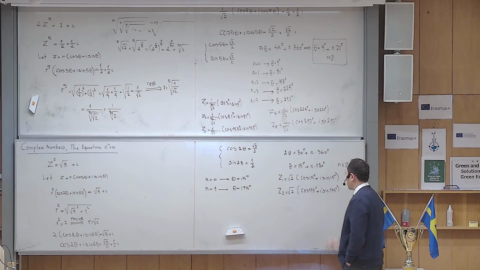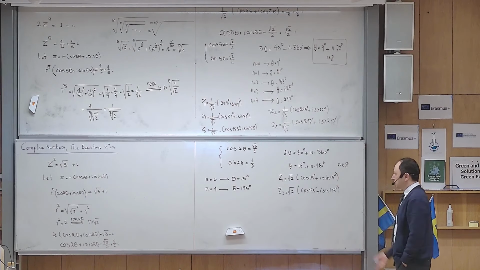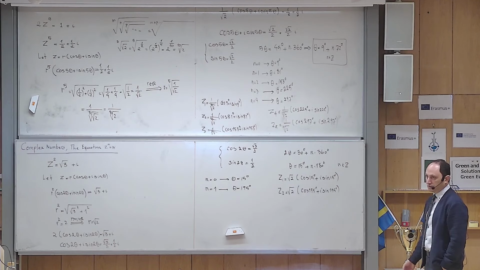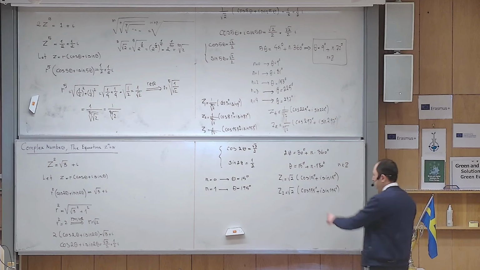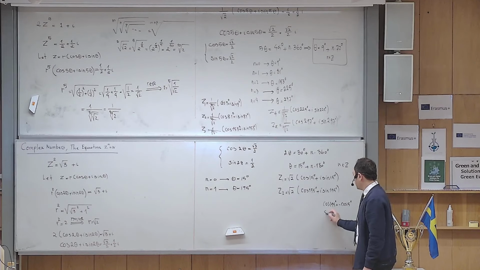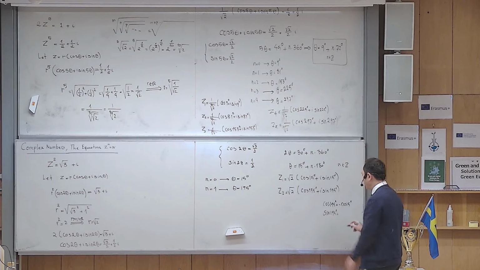195 degrees. This is not wrong, this is correct, but you might not see that they are opposite of each other, but they are, yes? Because cosine of 195 is equal to minus cosine of 15, and sine is the same, because they differ by 180 degrees.